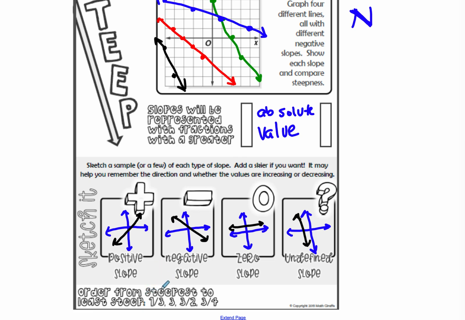Okay, order from steepest to least steep. So if we're thinking of these just like fractions or whole numbers, 3 is our greatest one. That's going to be my steepest. 3/2 would be next. That's like 1.5. 3/4 would be next. 3/4 is more than a half. And then 1/3, which is smaller than 1/2. It's going to be our least steep slope.